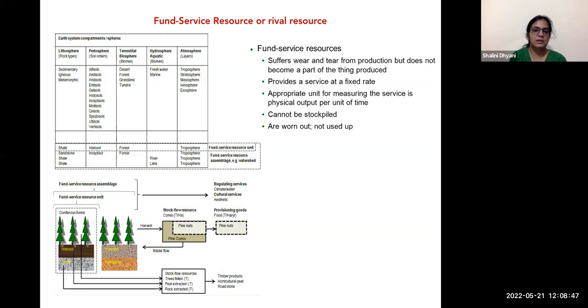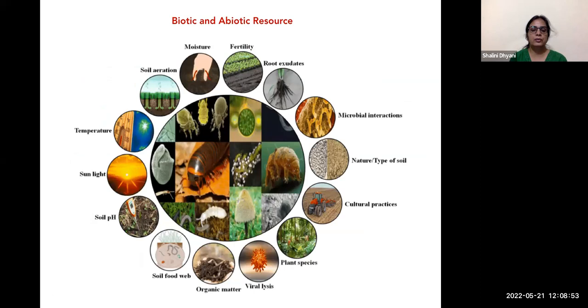Now, this is a broader overview of stock flow and fund service resources. Your stock flow resources are mostly biotic resources, and abiotic resources are fund service resources, where they provide a lot of ecosystem services but are not part of the services that are provided. For example, microbial interactions ensure fertility of soil, and then your different plant species, organic matter, soil flora and fauna, soil pH, sunlight, temperature, soil aeration, moisture, these are all abiotic resources.